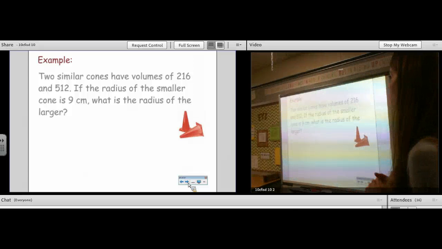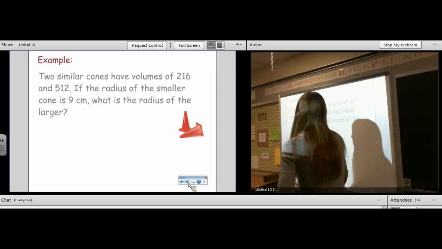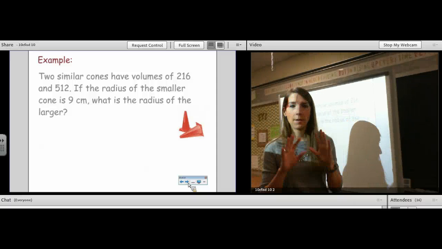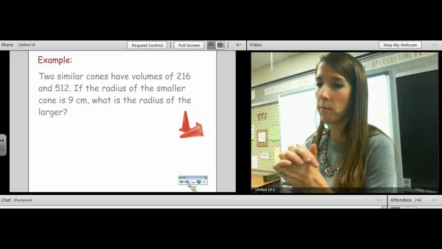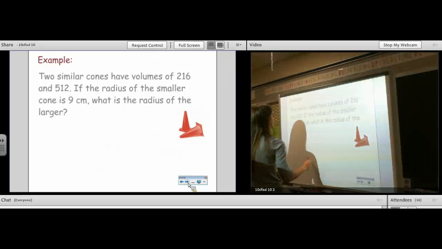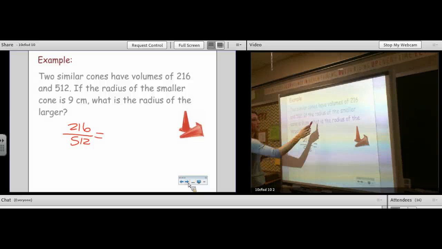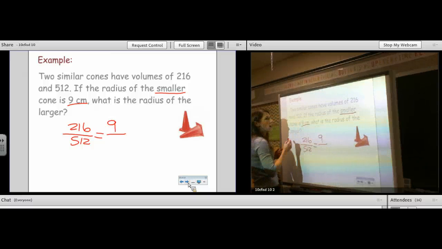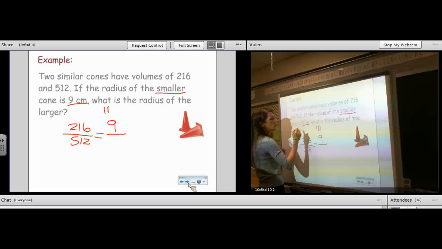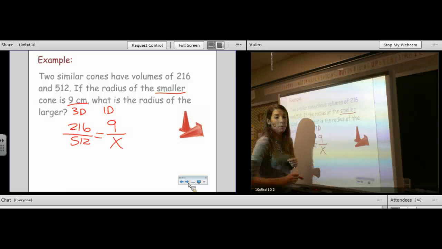Almost done. Two similar cones have volumes of 216 and 512. If the radius of the smaller cone is 9, what's the radius of the larger cone? Do you see how this time I am not given a scale factor? So I'm going to solve it doing proportions, and this is going to be the last problem we do because you got to start on that quiz. Okay, so we've got 216 to 512, and the smaller is 9, so I'm going to put that with the smaller. Now, 9 is 1D because it's centimeters, and 216 and 512, that's 3D because it's a volume.